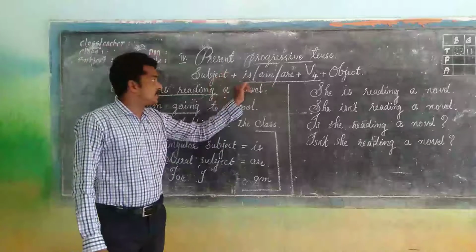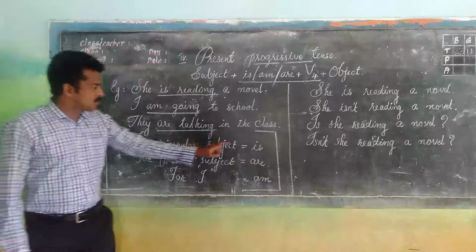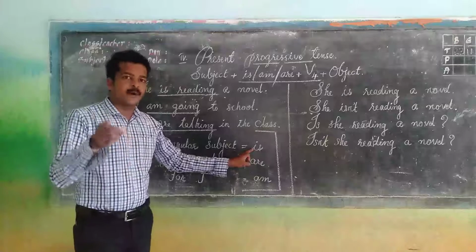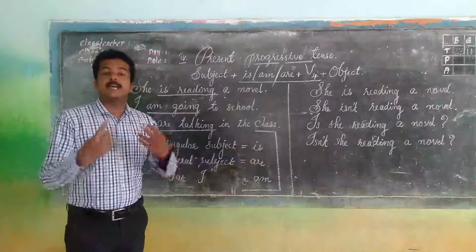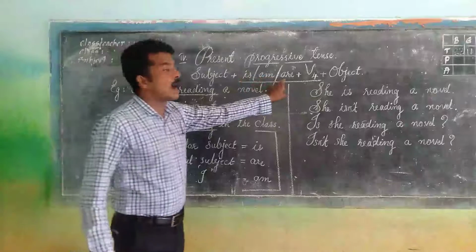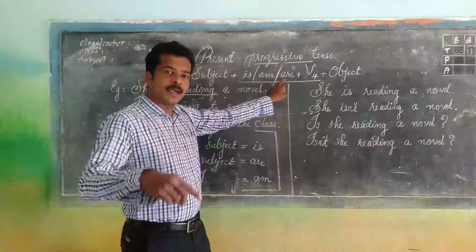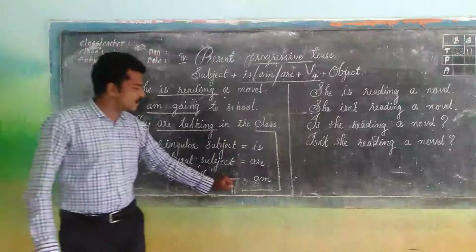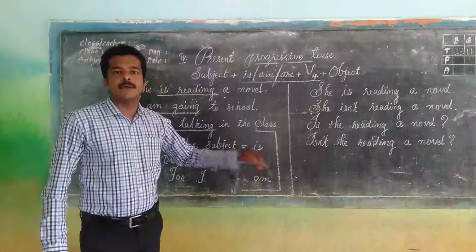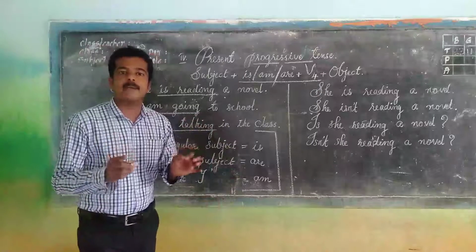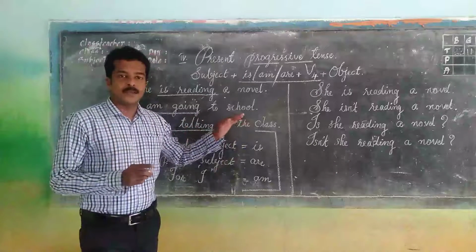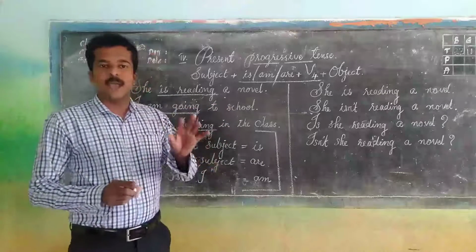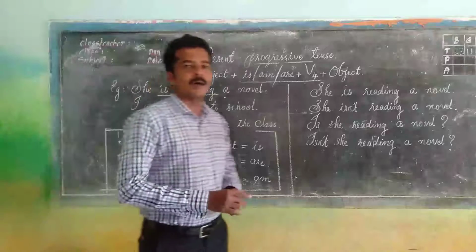If the subject is singular, use is as a helping verb followed by ing form in present progressive tense. If the subject is plural, we must use are as a helping verb followed by ing form of the verb. And if the subject is I, we must use am as a helping verb before the ing form, and am is the separate helping verb for present progressive tense for I. If the subject is I, we must use am as a helping verb followed by ing form.